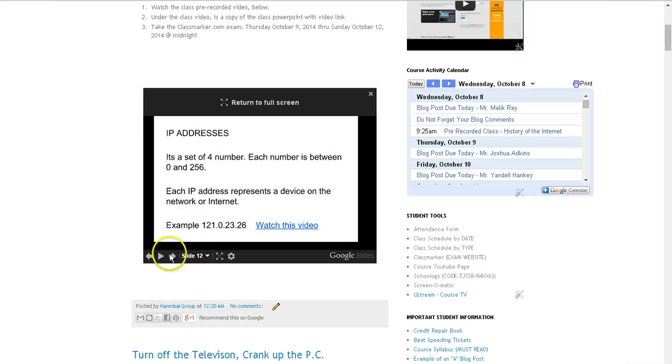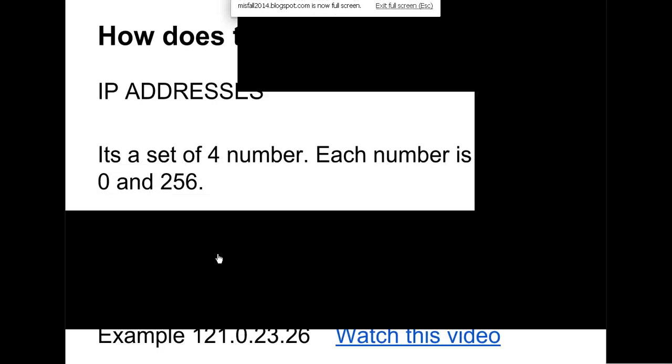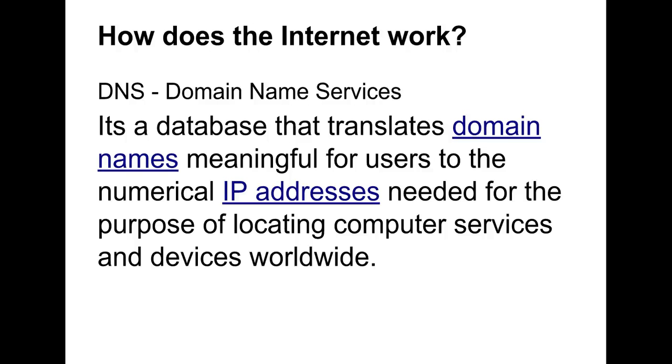Again, that talks about IP addresses and the importance of them. He also mentioned something called DNS, Domain Name Services. It's a database that translates domain names into IP addresses. So when you type in, as he was saying earlier, a domain name like google.com, that goes to the Domain Name Services database, and it's translated into an IP address, and then you're sent there.